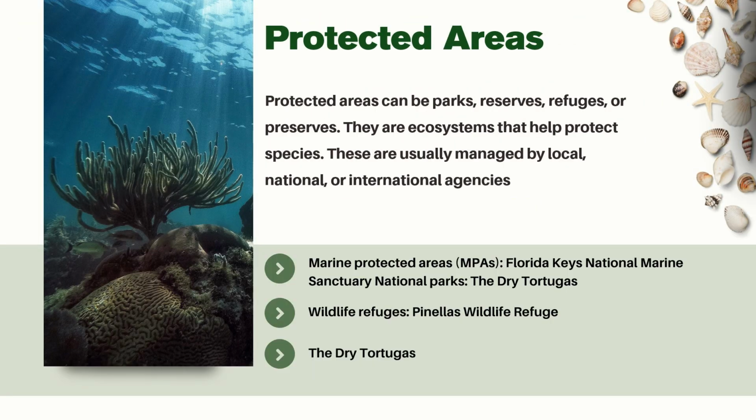Next, we're going to take a look at some protected areas. These are usually monitored by different governmental organizations, but they can also be regulated by some non-governmental organizations. The Florida Keys National Marine Sanctuary protects America's only coral barrier reef, along with an extensive amount of seagrass meadows, mangroves, and historic shipwrecks that support 6,000 marine species.